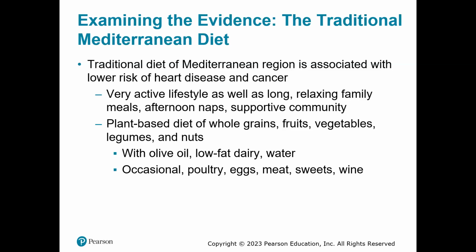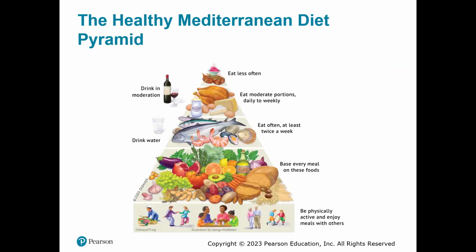So that is kind of the ideal healthy diet for longevity, for lowering risk of heart disease, lowering risk of cancer. But the other component is being more physically active, but also stress management, relaxing long family meals, taking naps, supporting your community, being kind to one another, limiting the stressors in our lives. That is also a component of this lifestyle as well.